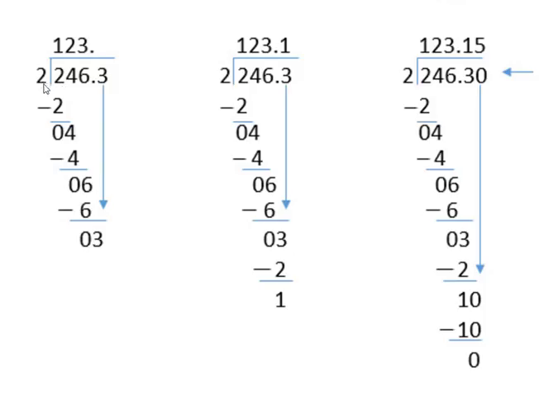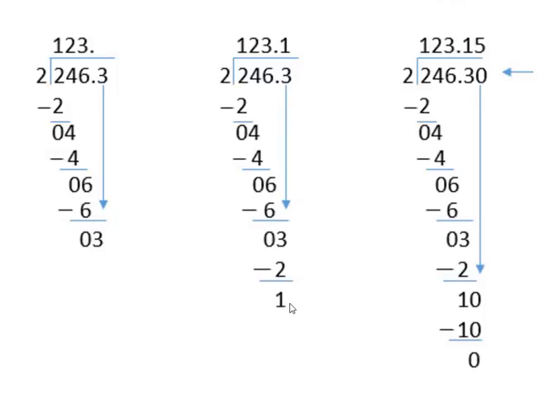We can see that 2 goes into 6 3 times. 2 times 3 is 6. We put the 6 here, minus 6, and 6 minus 6 is 0. We bring down the 3. How many 2's go into 3? Well, we know that it'll go into at least once, so 2 times 1 is 2. We bring this down here, and 3 minus 2 equals 1.